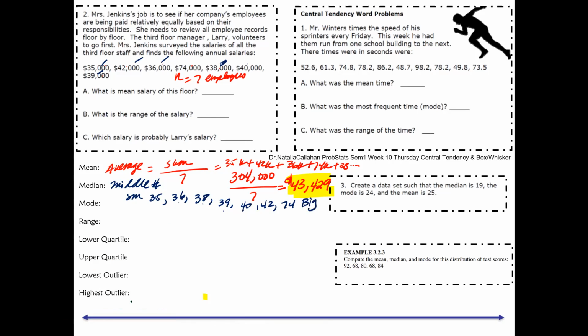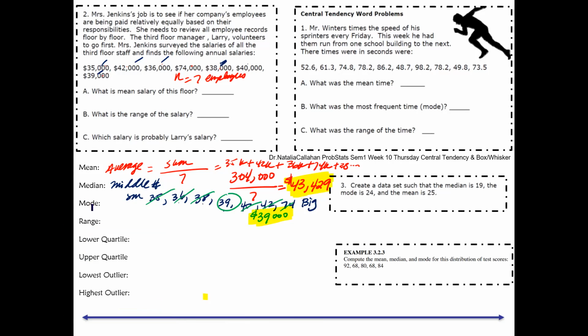And then afterwards, we're going to go ahead and start canceling them. So 1, 2, 1, 2, 1, 1. Your median salary is going to be $39,000. So that is going to be your median salary. So I'm just highlighting all of the answers that we have found so far.